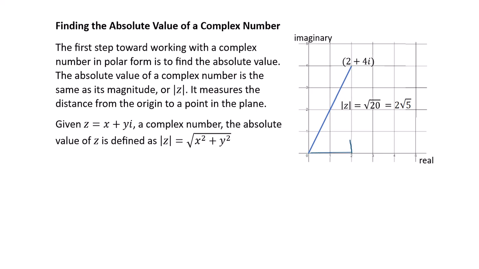If we draw a right triangle in order to travel to our complex number, this dimension is 2 and this dimension is 4. So in the Pythagorean theorem, we have the square root of 2 squared plus 4 squared, which is the square root of 4 plus 16, the square root of 20, and simplifying down to 2 square roots of 5. So a complex number's absolute value is its distance from the origin.